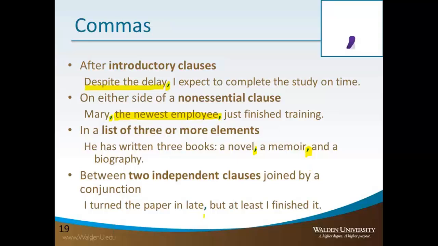And then finally, when you have two complete sentences but you're joining them with a conjunction, so a conjunction is a word like "and," "but," or words like that. When you're using a conjunction to join two independent clauses, you want to use a comma between those two clauses. "I turned in the paper late." That's a complete sentence. "At least I finished it." That's another complete sentence. And then I have the conjunction "but" here. So I want to use this comma to separate these two independent clauses.